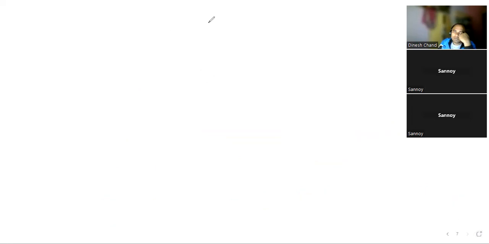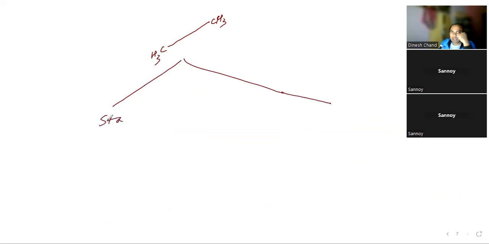Now, here you see the same one. We are talking about Sawhorse projection. Here I am representing CH3 and here also CH3. So two types are possible. This is staggered, and here is eclipsed. Eclipsed: same one, 0 degree, unstable.